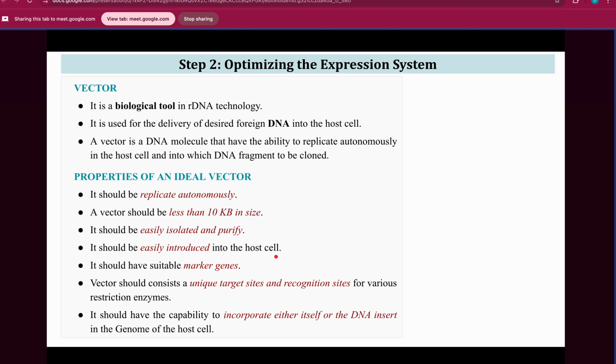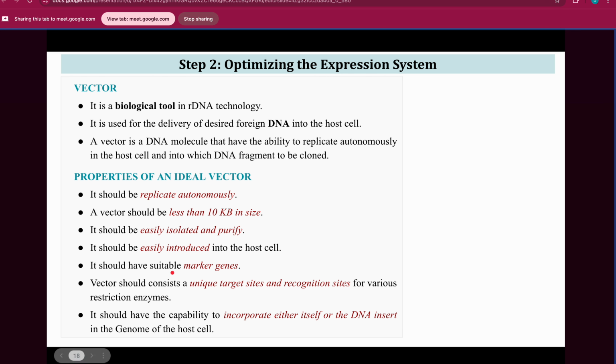Then the next thing is that it should be easily introduced into the host cell. Now if we convert that particular vector into a recombinant molecule, or you can say recombinant DNA, then it should have the ability to easily get introduced into the host cell. The host cell should not reject it, because our ultimate aim is to allow it to replicate. So it should be easily introduced.